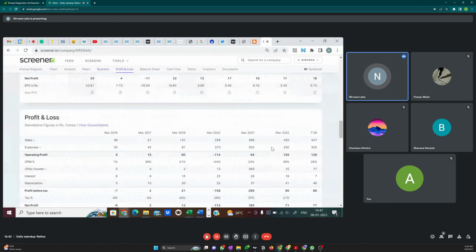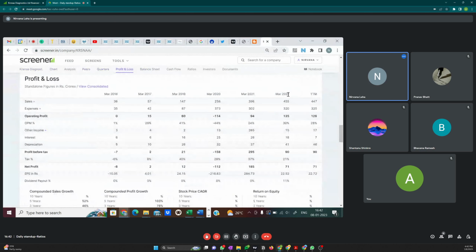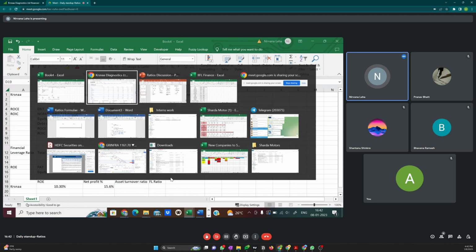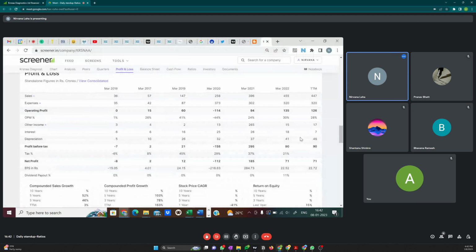So net profit, how will you calculate? You will look at the profit and loss statement. You will take the net profit and you divide it by sales. So 71 by 455. So this is 15.6%. This is a very good ratio. 15.6% net profit is very good. Now let's look at asset turnover.